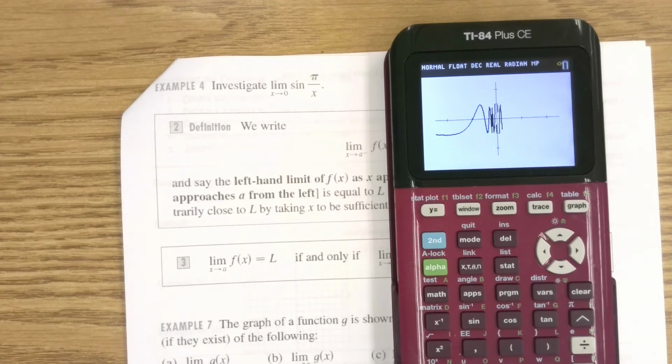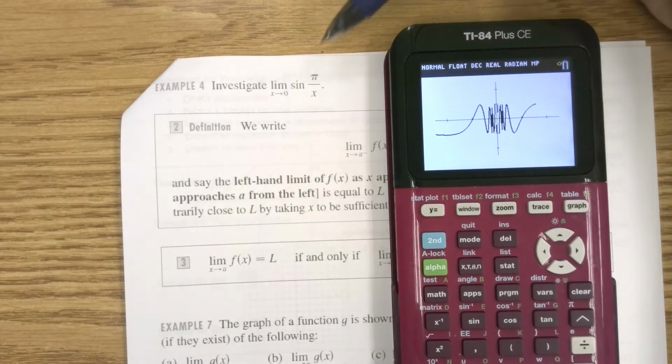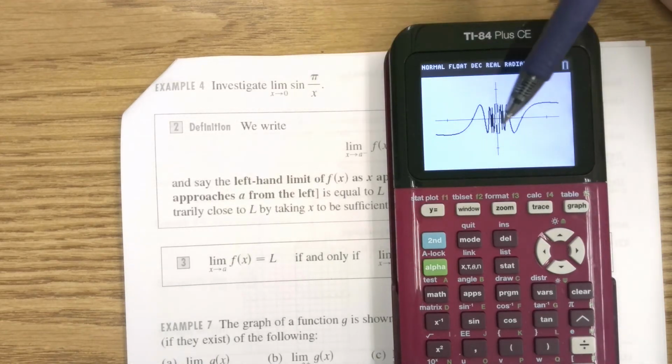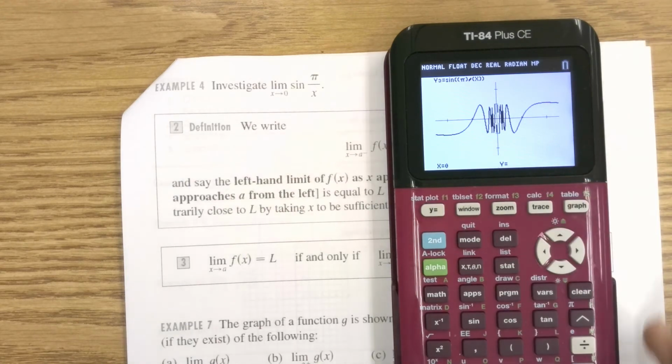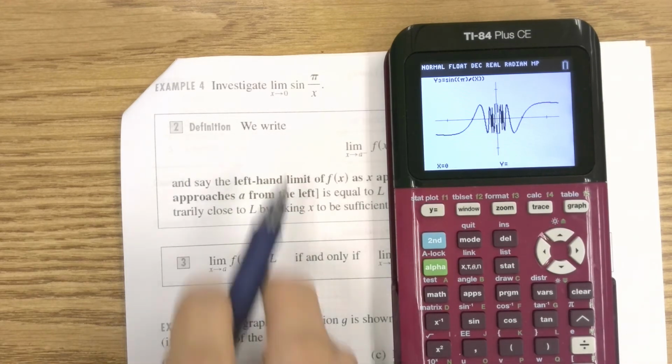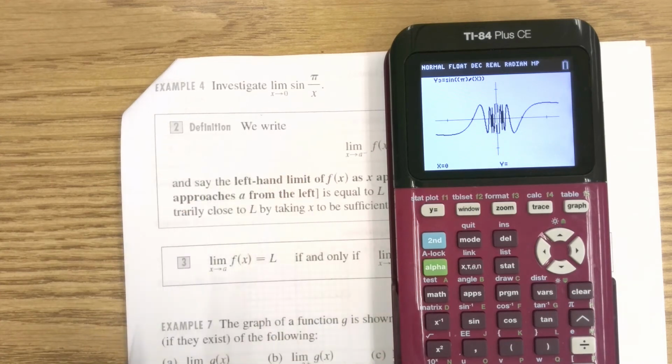Whoa, that's a strange graph. We haven't seen one quite like that before. I thought it was going to start off looking like a sine curve, but we've got some weird things happening in here. And so I'm going to hit my trace key, and I'm going to look at 0, because that's what I'm approaching as x approaches 0.